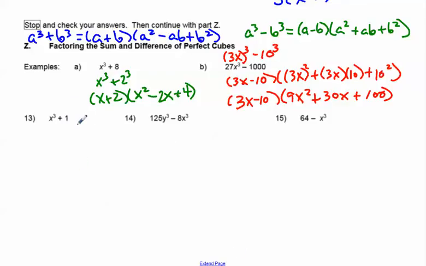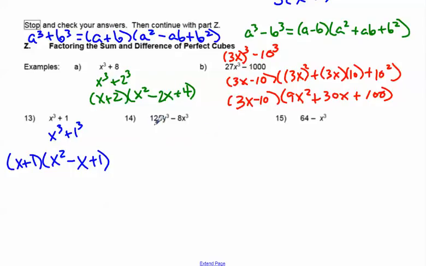Alright, what number cubed is 1? That's 1. 1 to the third power is 1. So that means, using my sum pattern, a is x and b is 1. So instead of a plus b, you want to write x plus 1. A squared is going to be x squared minus ab, so x times 1 is 1x, plus b squared. 1 squared is still 1.